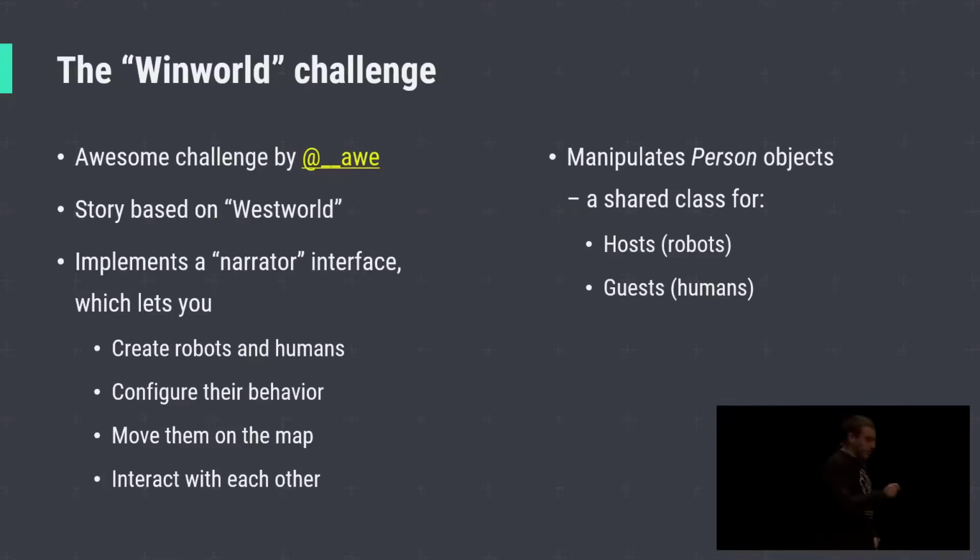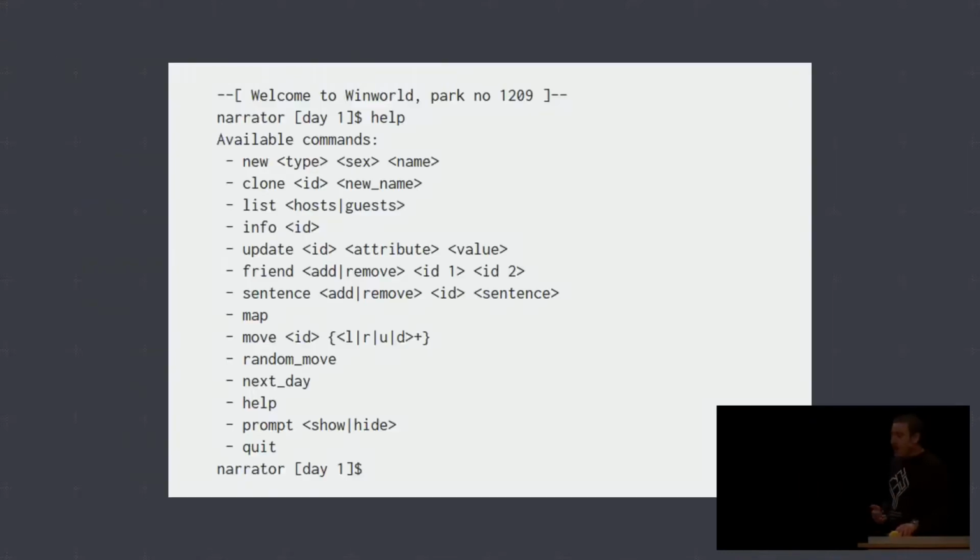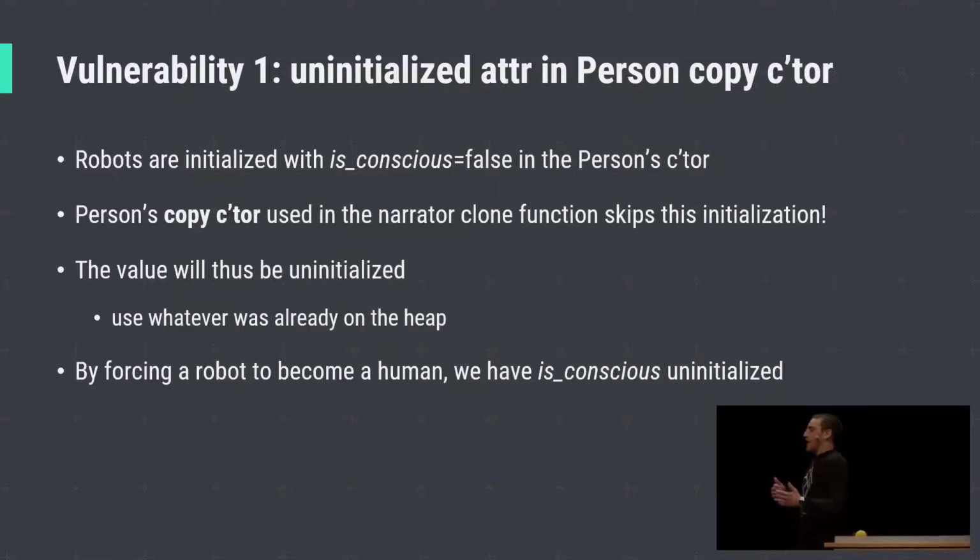And the important note here is that both robots and humans have a shared base class, which is person. And the interface simply lets you do those operations on any person instance. Each time that I state person instance, I mean, of course, robot or human. They are simply inherited from person. Now, this is not a how-to-find-vulnerabilities talk. This is an exploitation talk, so let's cut to the chase and dump all of the vulnerabilities.